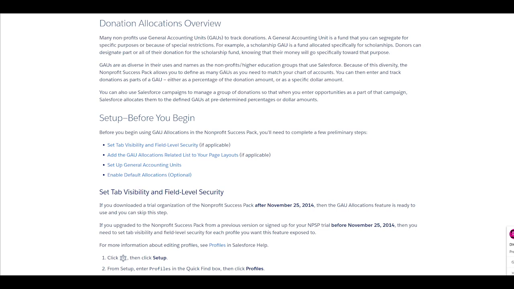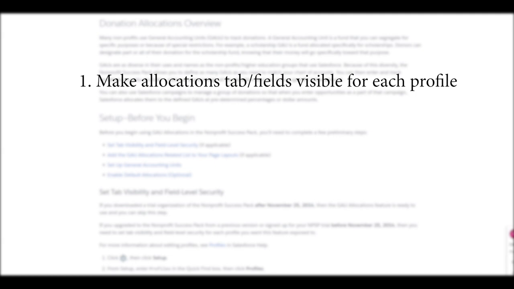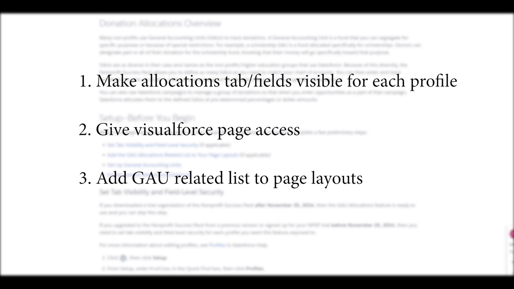According to the documentation for GAU allocation, 3 permissions are required to enable this feature. To give your users access to manage allocations, you have to: 1. Make the allocations tab and fields visible for their profile, 2. Give them access to the Visualforce page, and 3. Add the GAU allocations related list to the opportunity page layout that they use.